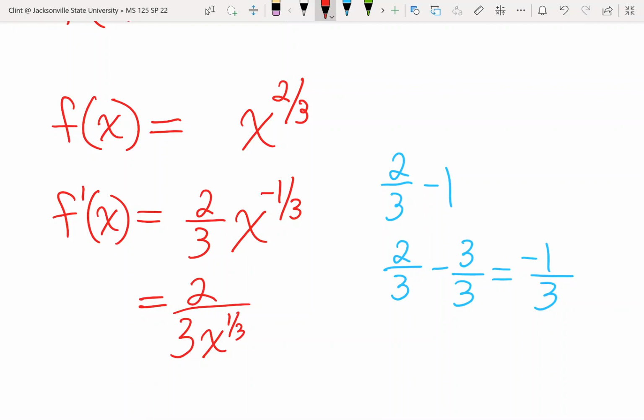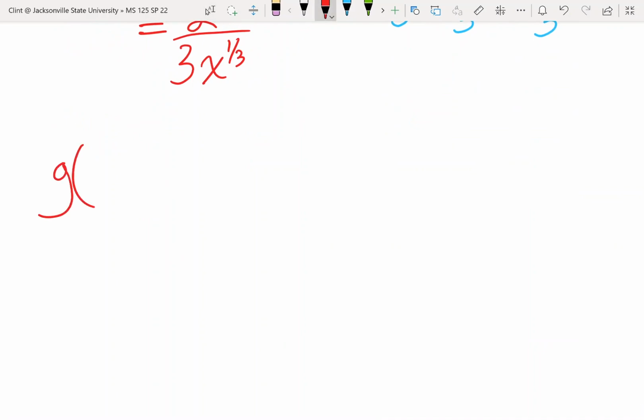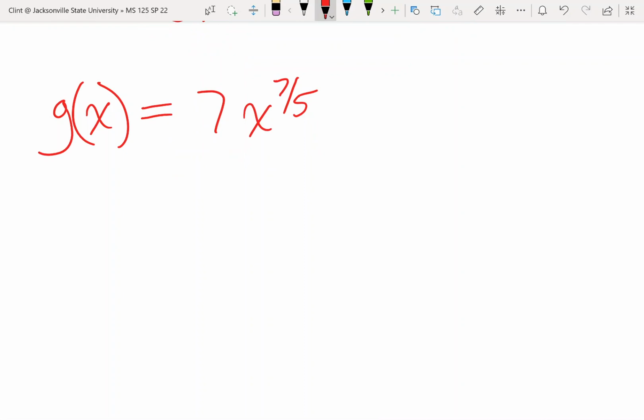The arithmetic can get a little bit trickier when we have fractional exponents sometimes. So there's some nasty function, and we want the derivative of that thing. We do have to work on our fraction arithmetic a little bit. So that'll be important.